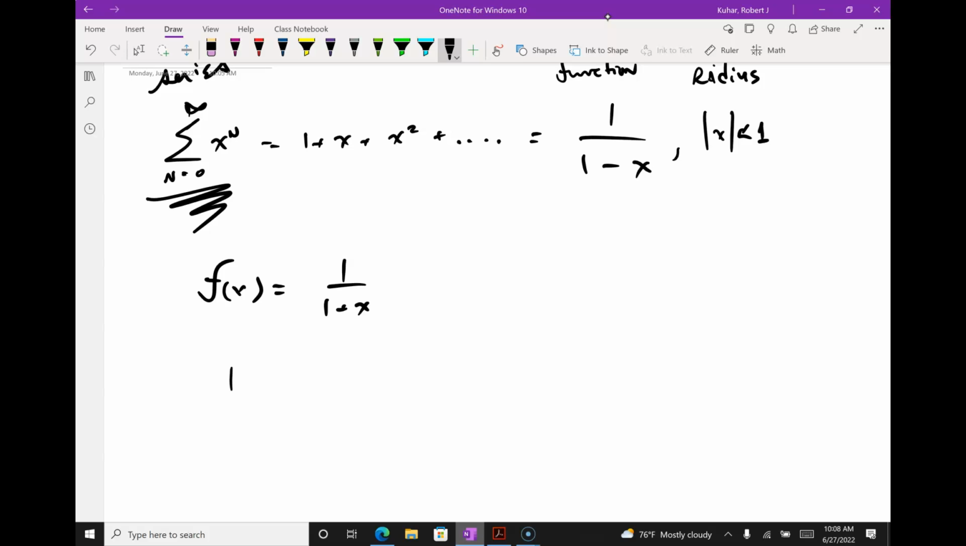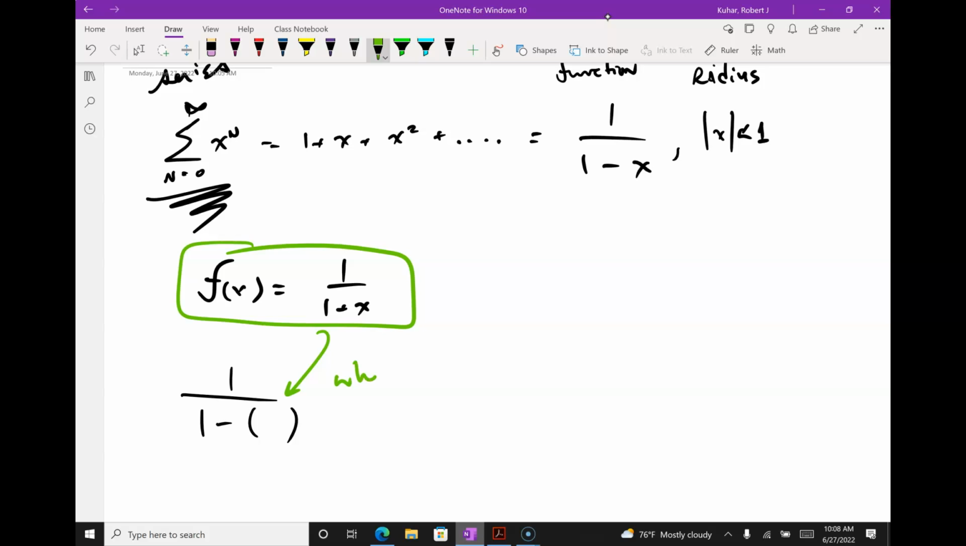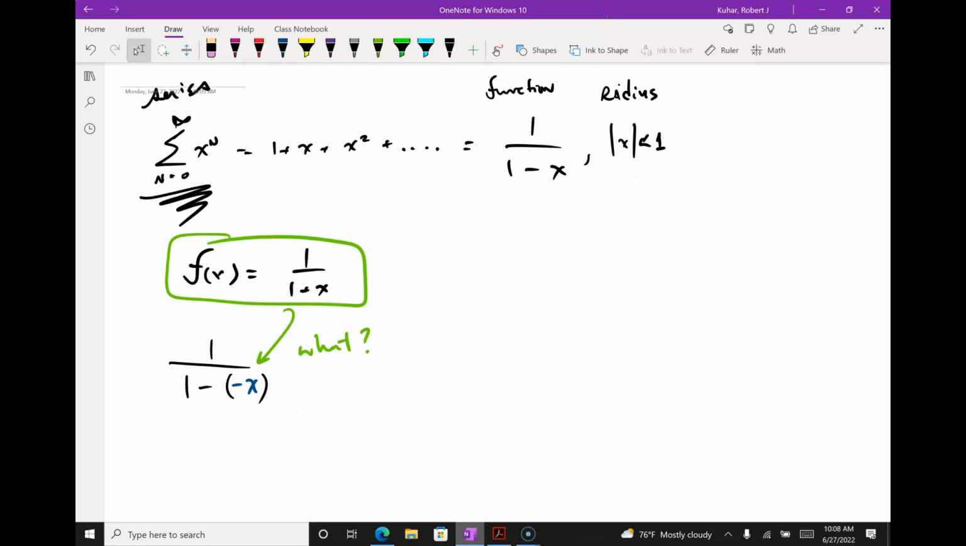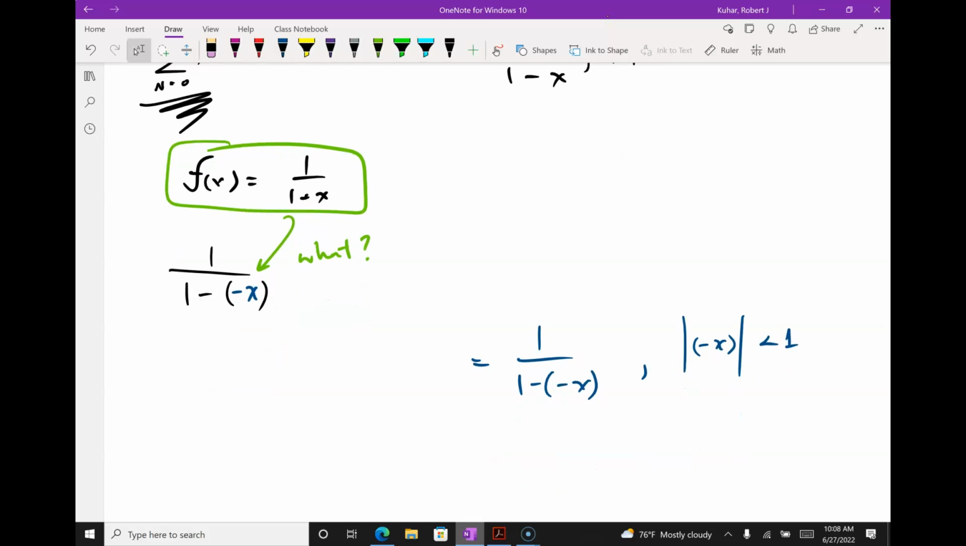The way I start is by figuring out what I can put in here to get back to my original function. So the question is, what can I put in here? I put in the negative x there, and I put that in everywhere else. So now I have 1 over 1 minus the negative x. And it's got a radius of convergence of that. What happens to the negative there? It cancels, so it's the same radius of convergence.